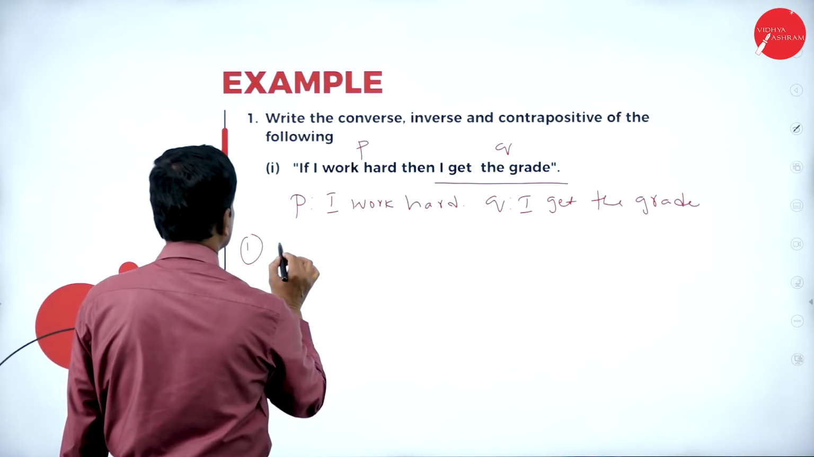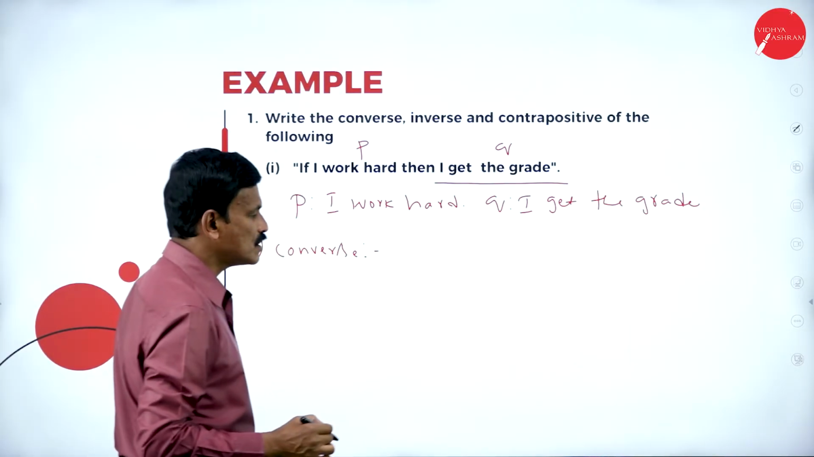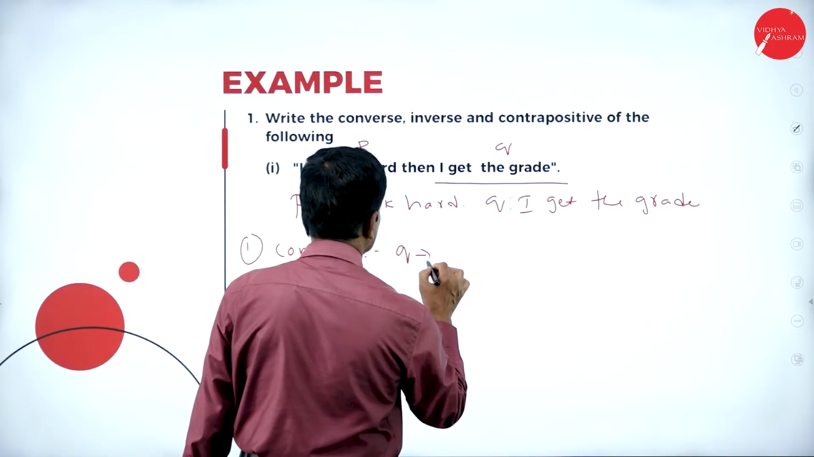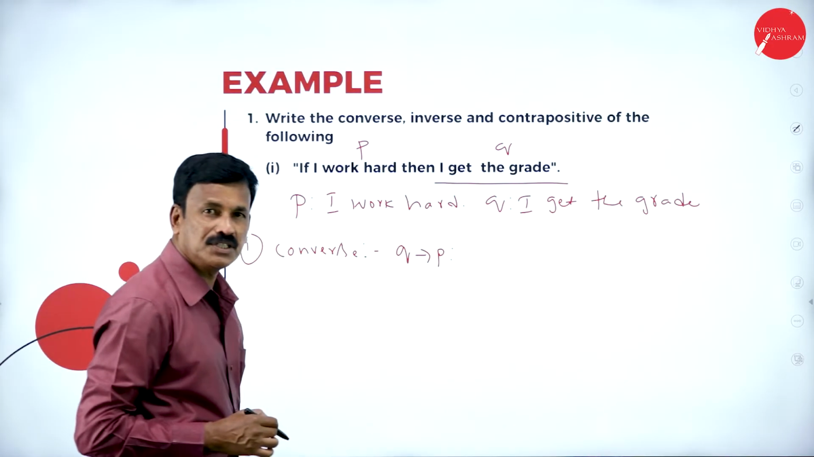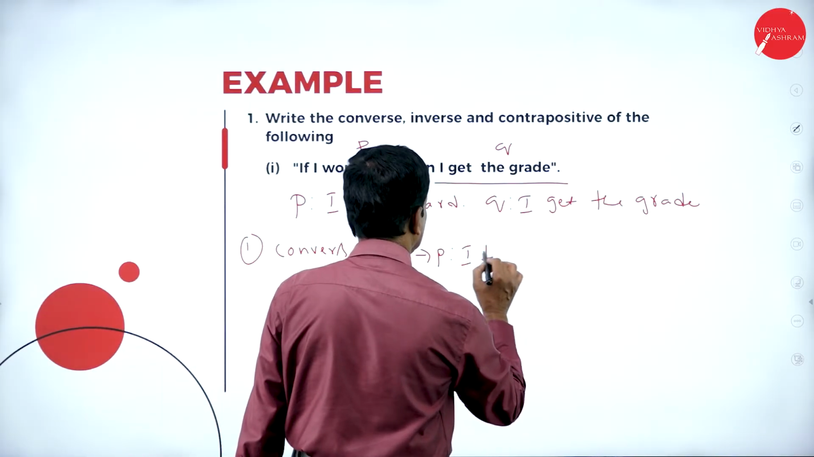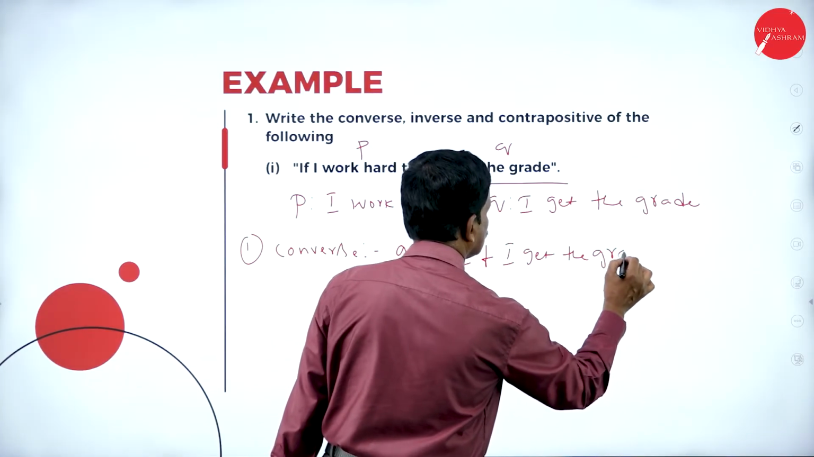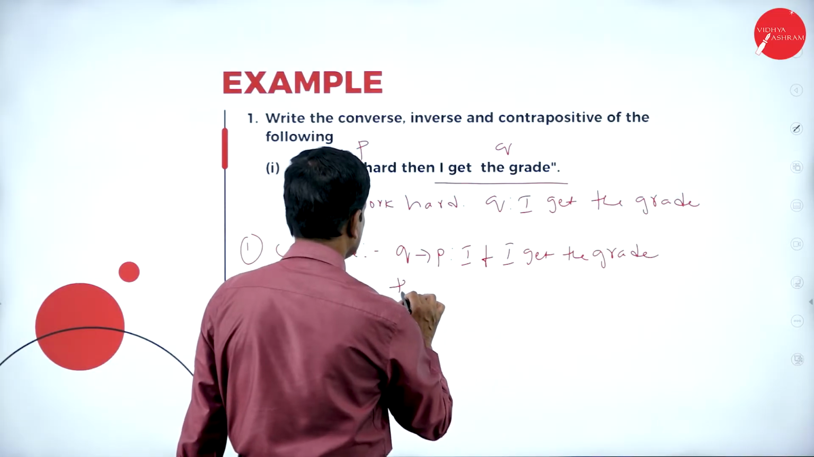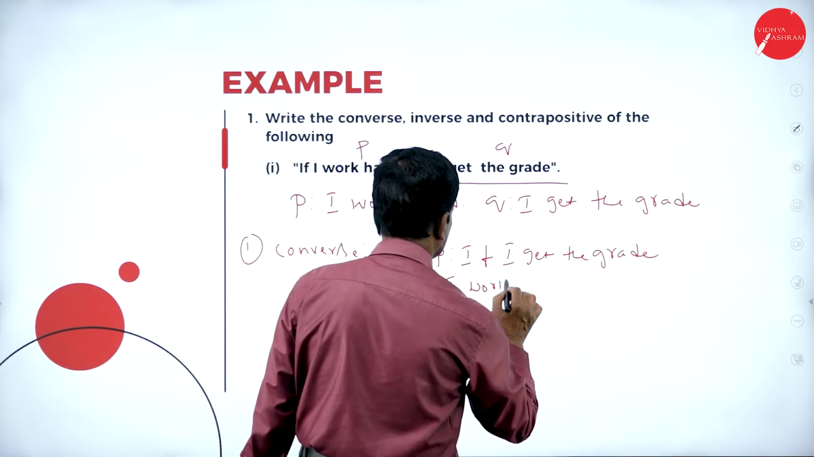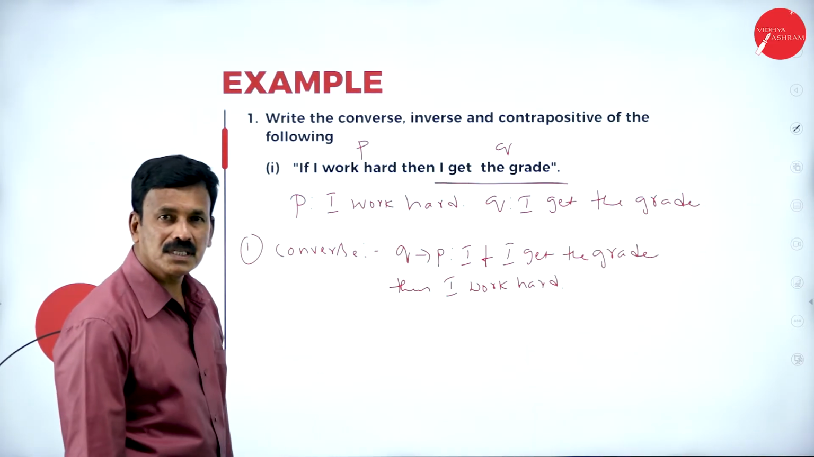First one is the converse. The converse is nothing but Q conditional to P. So, first write Q. If I get the grade, then I work hard. This is the converse of the given statement.